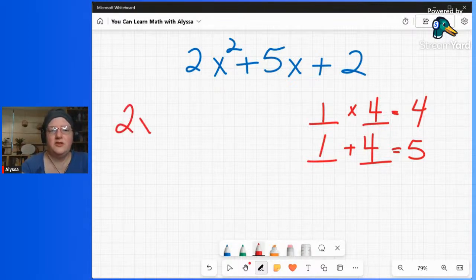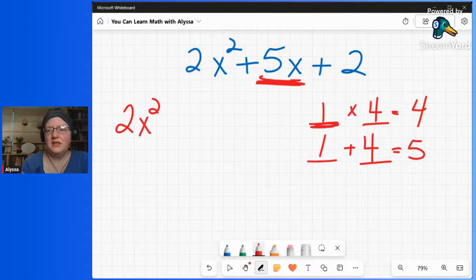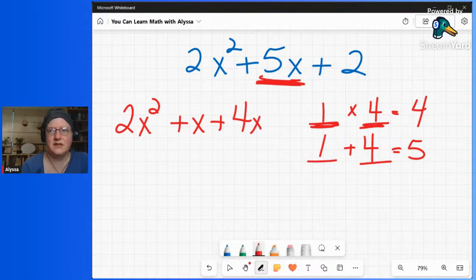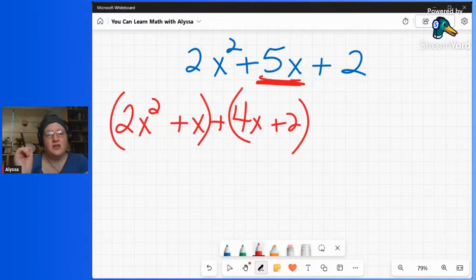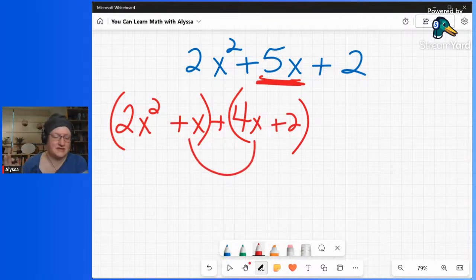Okay, so what you do is you're going to split that middle term into these 2 coefficients. So 2x squared plus 1x plus 4x plus 2. Okay, and then you're going to group by putting the first 2 together and the last 2 together. And no, it does not matter if you had reversed these. You will get the exact same answer, I promise. Either way, you're going to get the same answer.